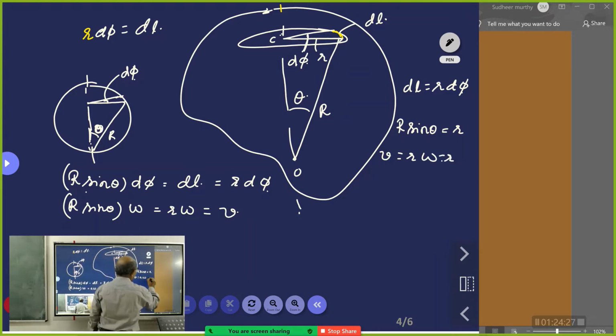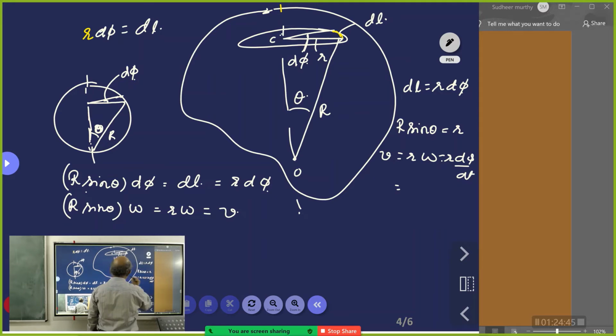Yes, sir. That is r into d phi by dt. Correct? D phi by dt, yes, sir. So I got that. So as far as this is concerned, what is r sine theta? R sine theta is a constant. Yes, sir, r sine theta is a constant.